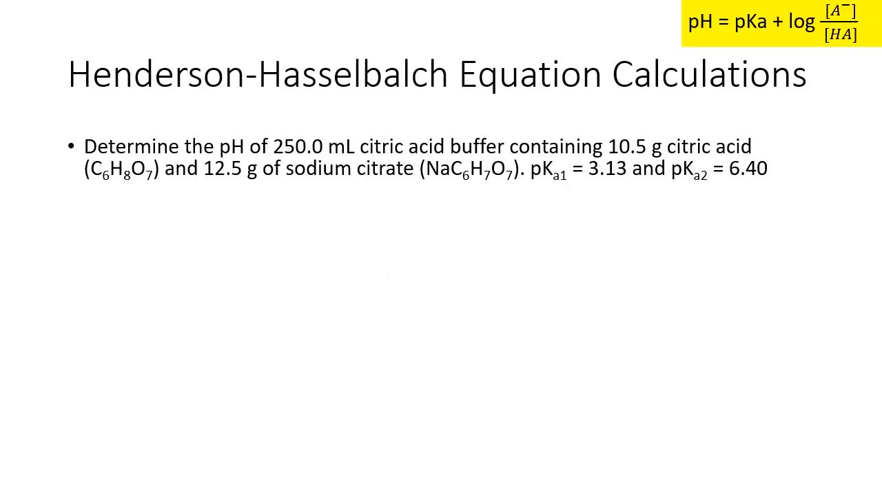Let's try to do a calculation. Determine the pH of a 250 milliliter citric acid buffer containing 10.5 grams of citric acid and 12.5 grams of sodium citrate. We have a pKa1 of 3.13 and a pKa2 of 6.40. This is a polyprotic acid. We need to deal with this polyprotic acid in a buffer solution.